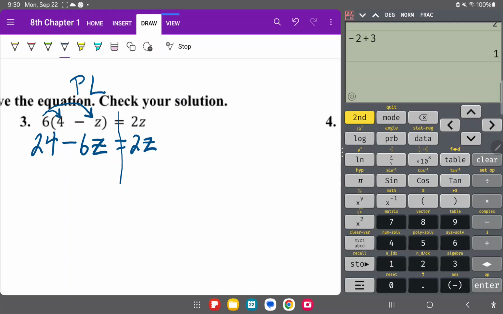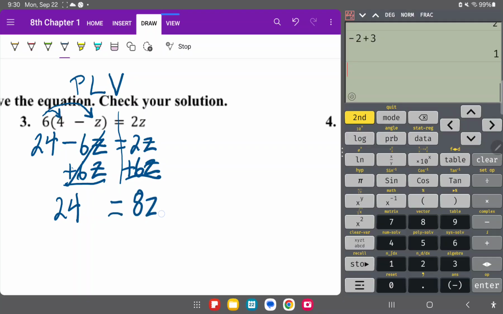So now we need to get the variable terms together. Now since this z is over by itself, we're going to move this 6z over there to combine with that. So we look here, we have a negative. We're going to add 6z to both sides like this. Okay? That keeps it balanced. So over here it cancels. So we're left with a 24. Bring down your equals. These are both positive. So you just add that together and you get 8z.